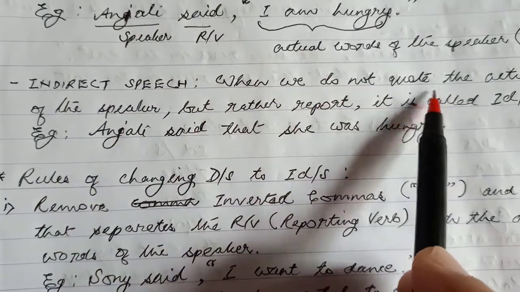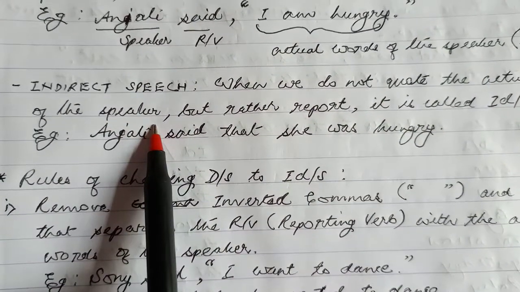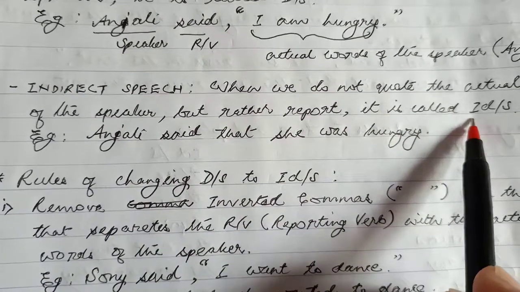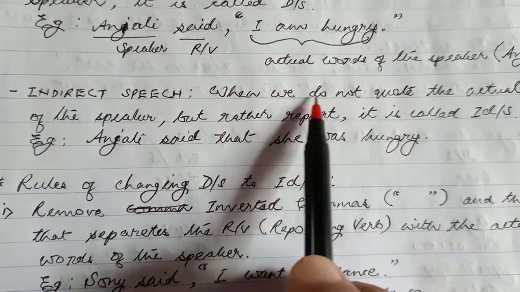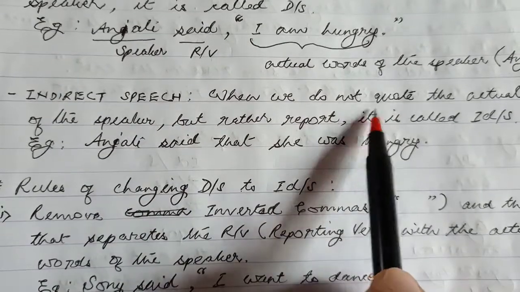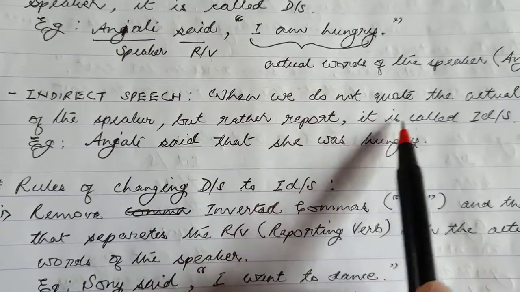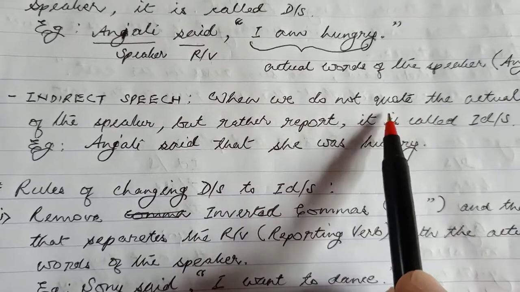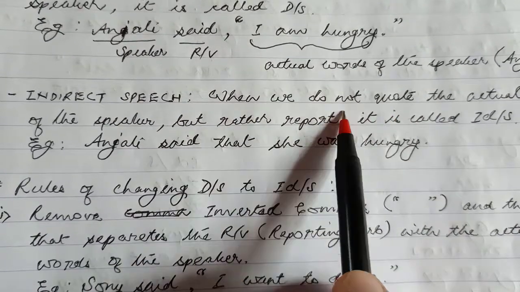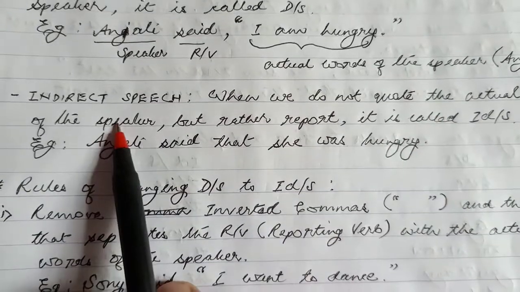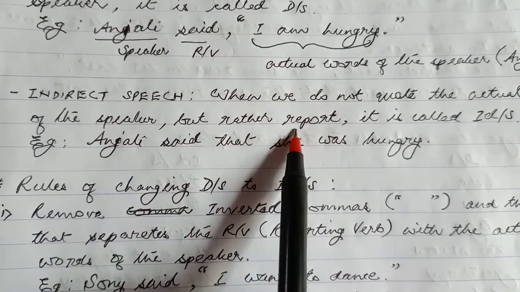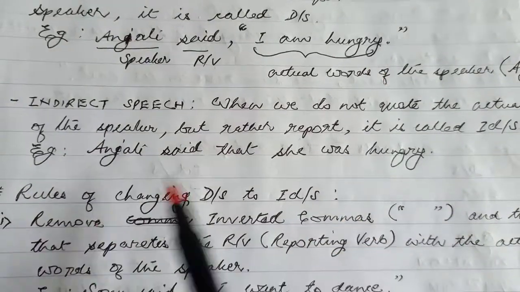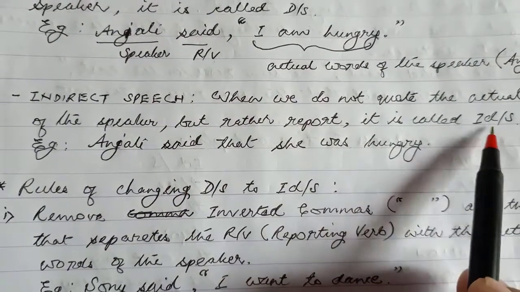When we do not quote the actual words of the speaker but rather report, it is called indirect speech. Now you see, in this indirect speech, we don't quote. Quote means we are not using inverted commas. We are not writing the actual words of the speaker within quotation. We report: he said that, she said that, they said that. It is called indirect speech.